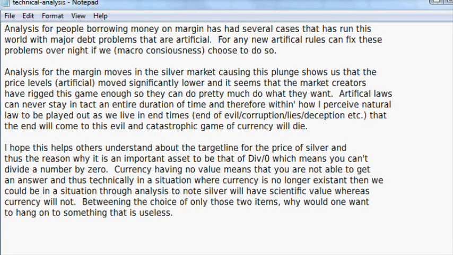Currency having no value means that you are not able to get an answer, and thus, technically, in a situation where currency is no longer existent, then we could be in a situation through analysis to note silver will have scientific value, whereas currency will not. Between the choice of these two items, why would one want to hang on to something that is useless?